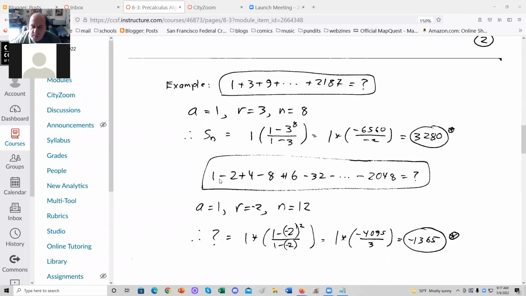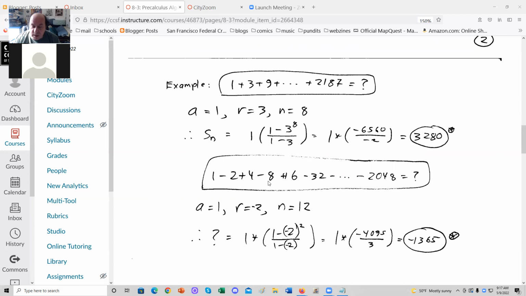Here's a cute one. 1 minus 2 plus 4 minus 8 plus 16 minus 32, all the way to minus 2048. Let's see. 2 to the 11th. Yes. So it's 2 to the 11th here. Starting from 2 to the 0th, there are 12 terms. The initial term A is 1. The common ratio R is -2. That's why the negative, it's constantly flipping signs. 1, -2, -2 squared is +4, -2 cubed is -8, and so on.